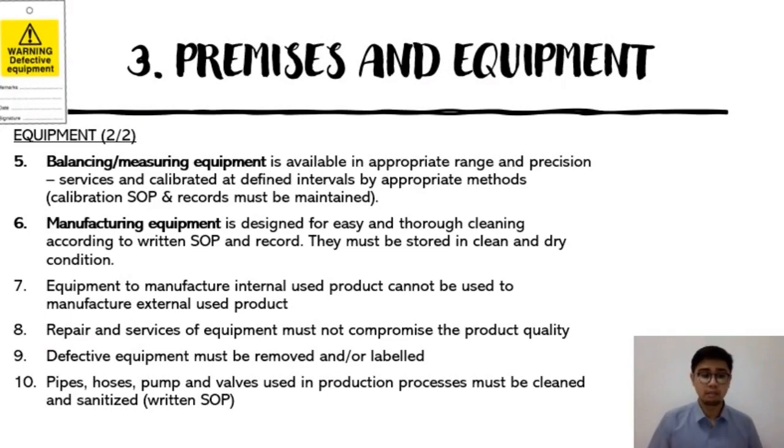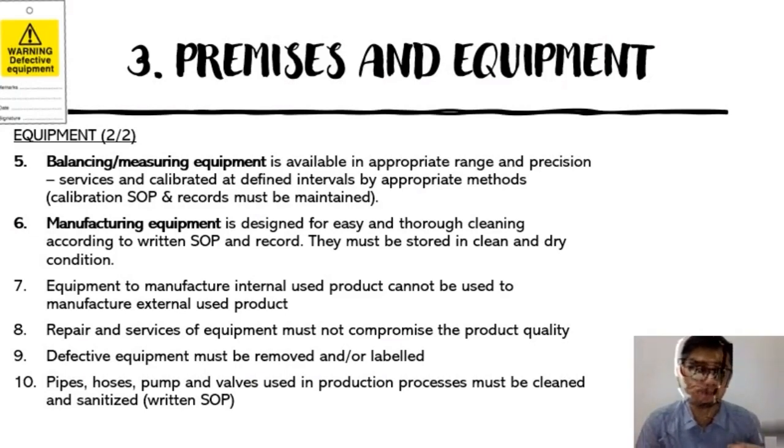And number nine, the defective equipment must be removed, or if it cannot be removed or it takes a significant period of time to remove, it should be labeled. And then number ten, the pipes, hoses, pumps, and valves used in the production process must be cleaned and sanitized according to the written SOP.